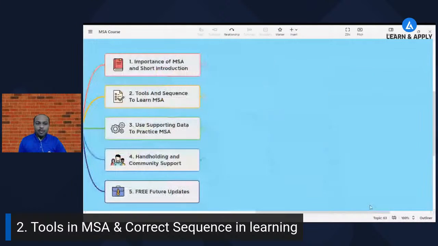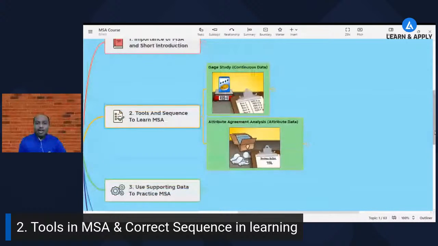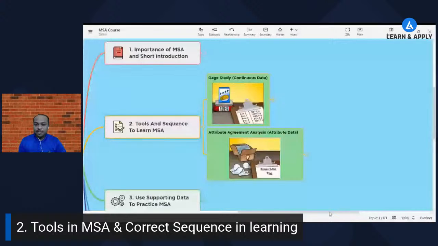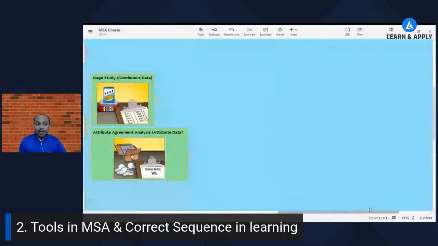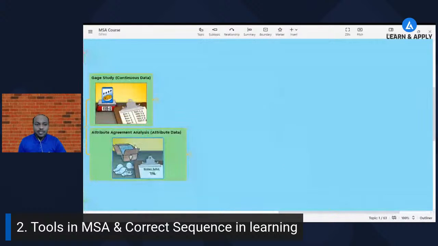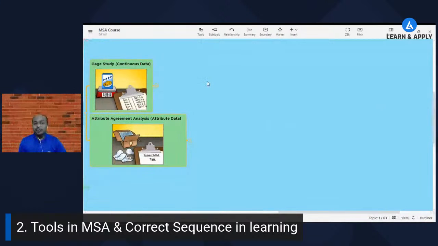When we talk about tools and sequences to learn MSA, it's broadly divided into two areas. The first one depends on the type of data, whether our data is continuous data or attribute data. For your information, continuous data is data that is always expressed in terms of fractions, like weight, length, and attribute data is data that is always explained in terms of whole numbers, like how many defects we are having.